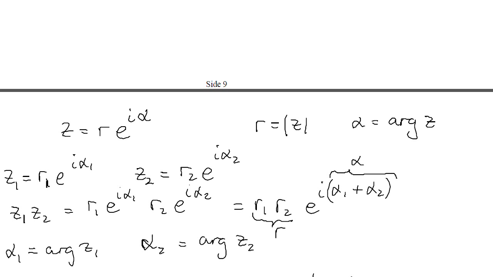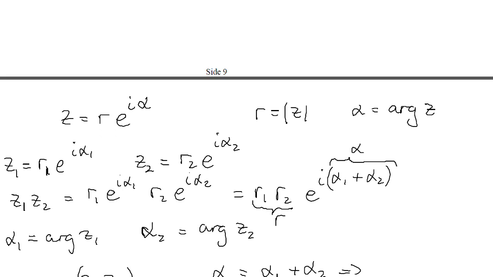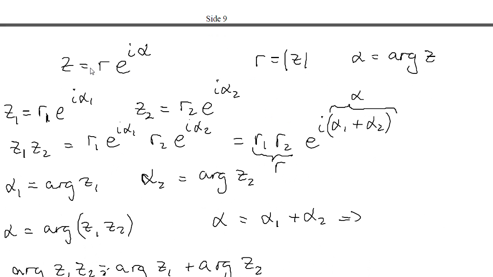So if we have some complex number z, which generally can be written as r e^(iα), then this r is equal to the absolute value of z, and this α is equal to the argument value of z. This may not be the principal argument, it can be multiple valued.